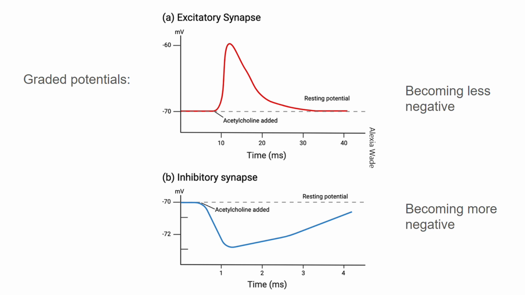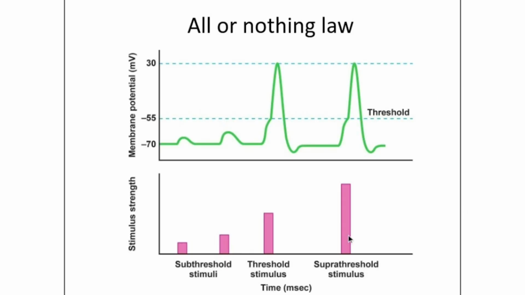There are 2 kinds of postsynaptic potentials that can be created within the neuron. Excitatory postsynapses make the potential less negative, giving it a greater chance of actually sending the signal. Inhibitory postsynapses do the opposite and become more negative and less likely to fire off. Now we're going to talk about something called the all or none law. This is the idea that a muscle fiber will respond to the stimulus completely or not at all.